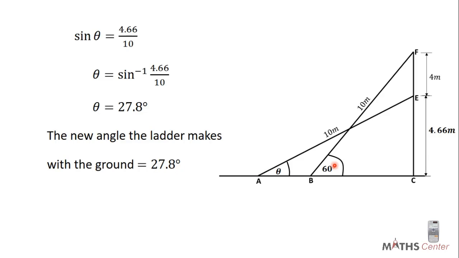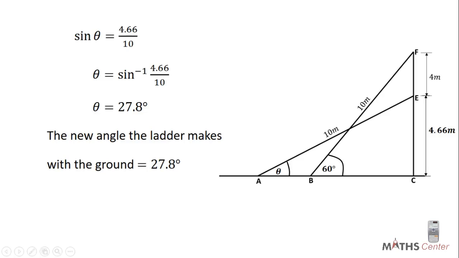So we can say that the new angle the ladder makes with the ground is equal to 27.8 degrees, which means that when the ladder was in its original position, it was making an angle of 60 degrees with the ground. But after it slipped down by 4 meters, the foot of the ladder now makes an angle of 27.8 degrees with the ground. The question said you should find the distance AB, that is the length that the ladder slipped back. So the distance AB, we are going to find that in the next video.